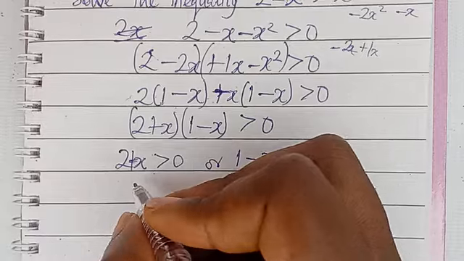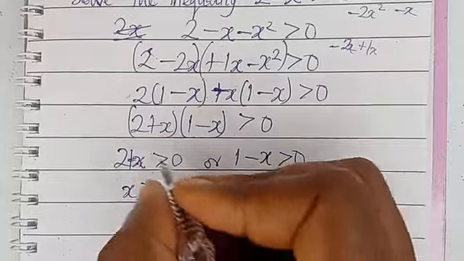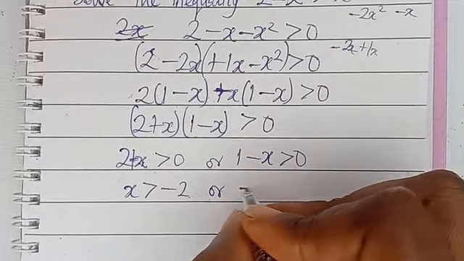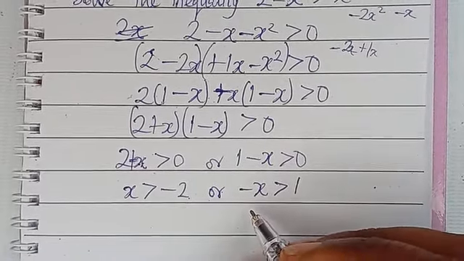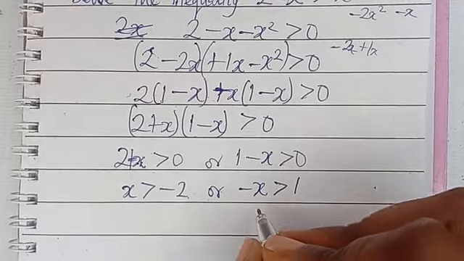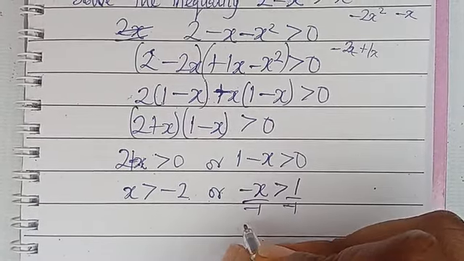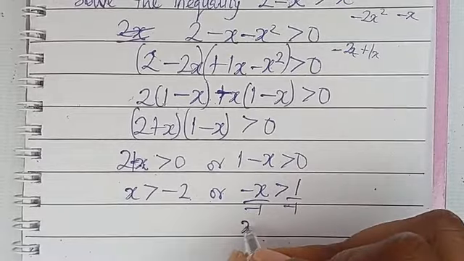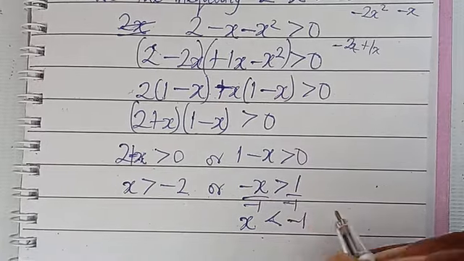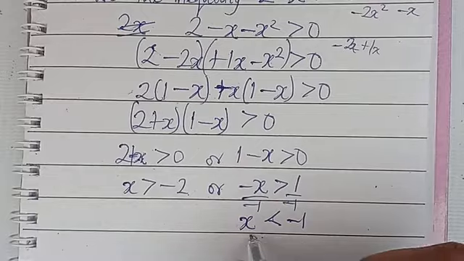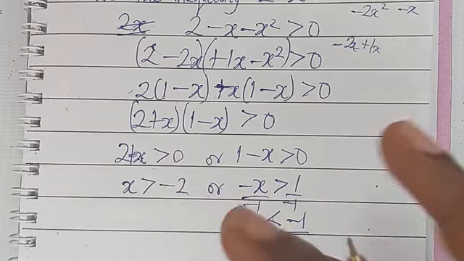Then, remember we are leaving the variable here, so x is greater than minus 2, right? Cross this over. Or minus x is greater than 1. Now, for this, we can't leave it this way. We have to divide both sides by minus 1 so that x stands alone. And when we divide or multiply by a negative value, we have the signs changed to the opposite. So x is less than minus 1. So these are the solutions. x less than minus 1 and x greater than minus 2.